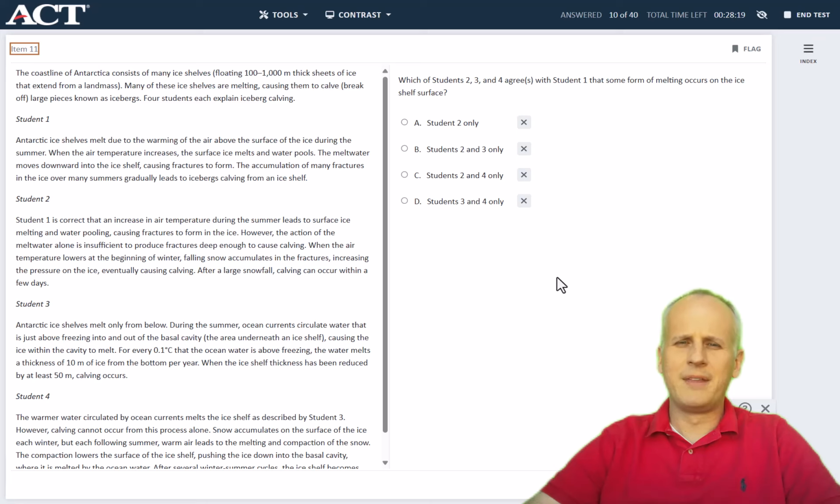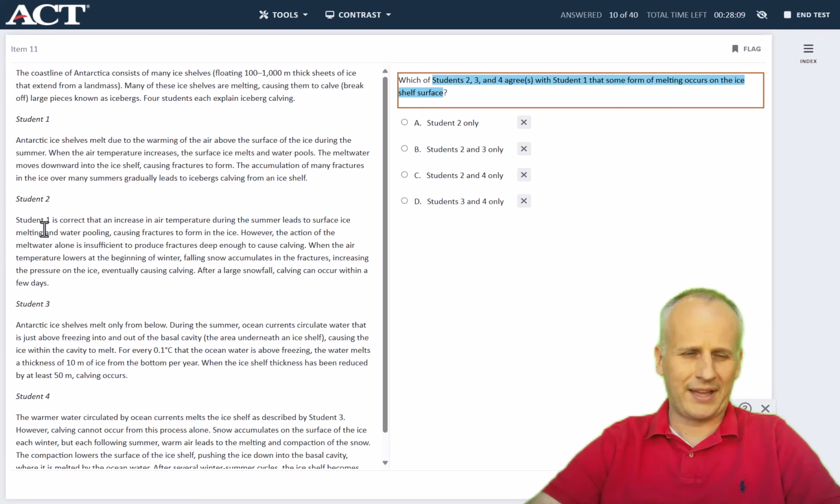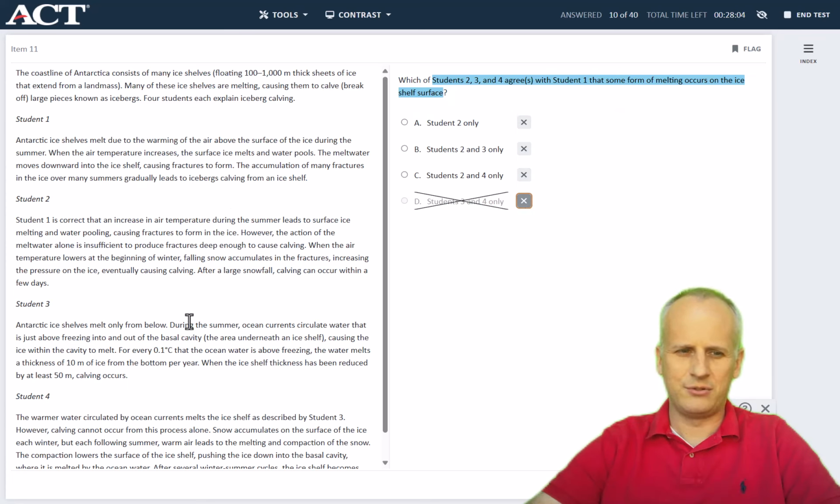Moving on to the next question. Which of students 2, 3, and 4 agree with student 1 that some form of melting occurs on the ice shelf surface? Well, we probably already remember that student 2 said student 1 was correct, so we can eliminate anything that does not include student 2.